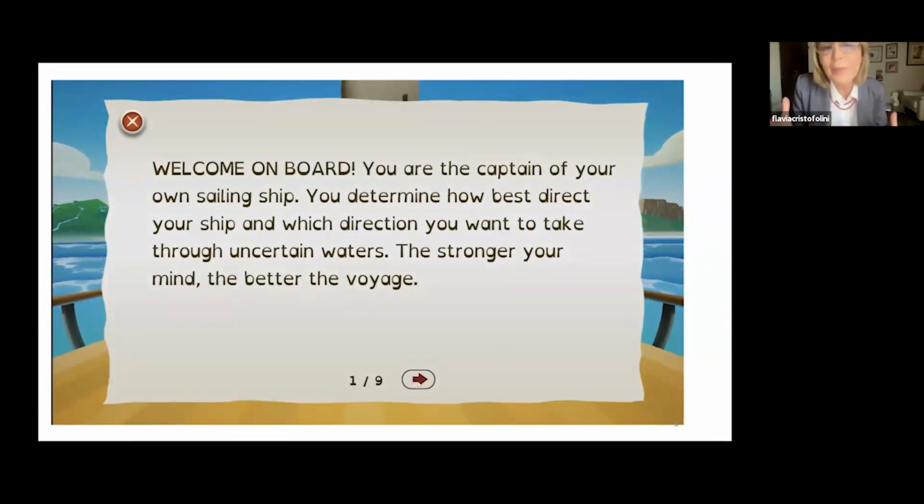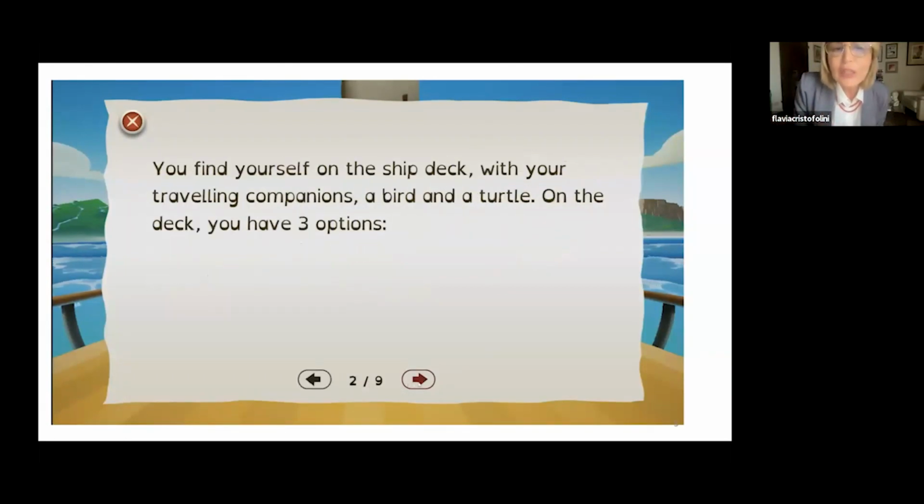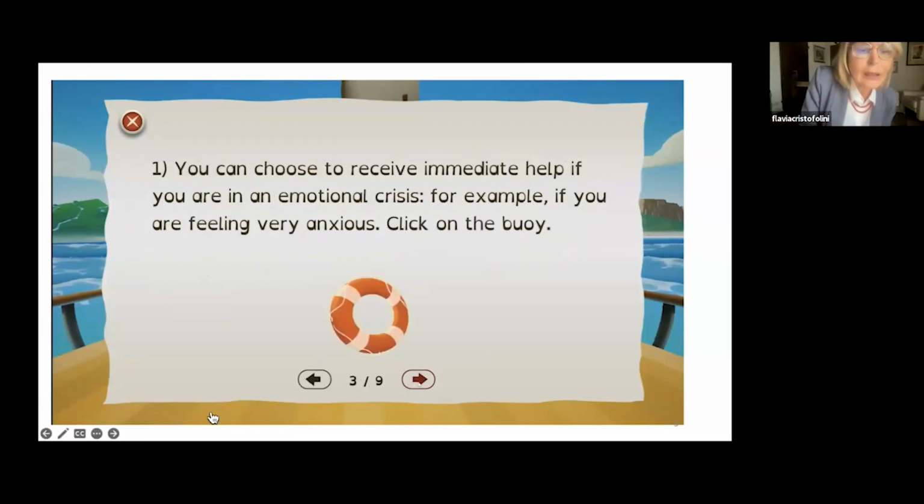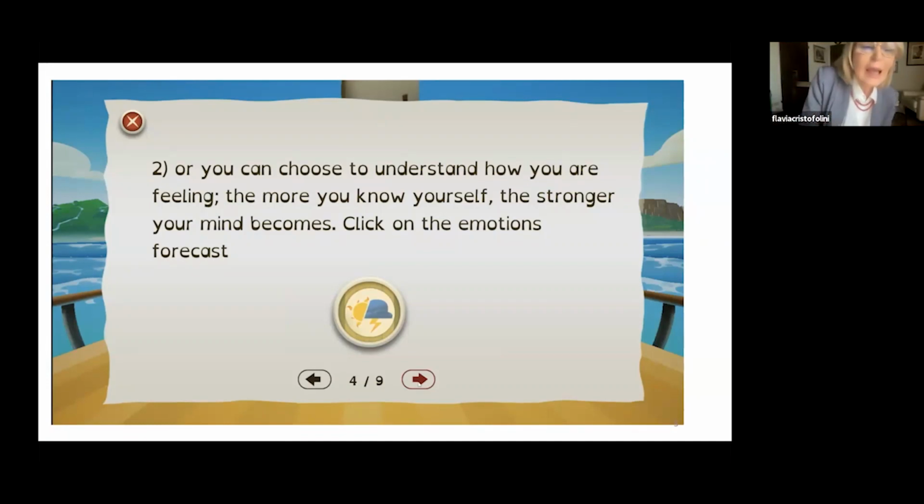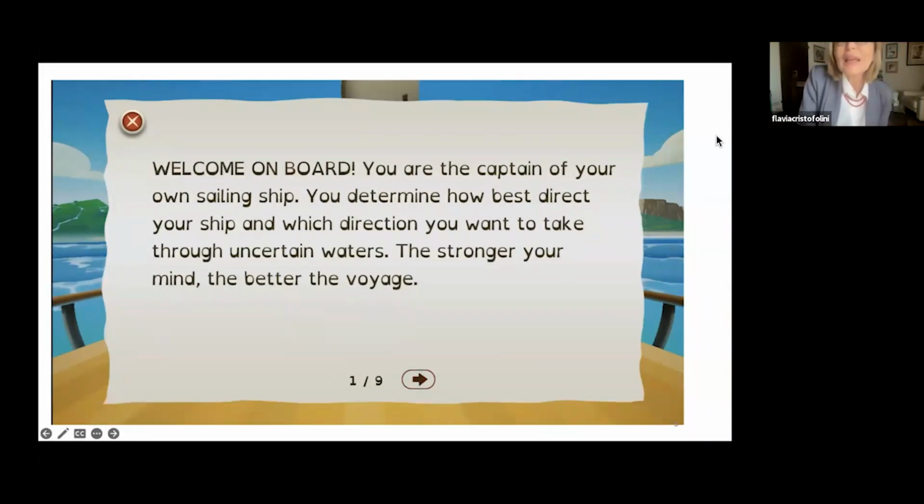So there's an onboarding message, as you can see. Please notice that the characters, the fonts, are chosen so that a person with dyslexia can easily read, because we have adopted the accessibility protocol of Microsoft. And you will see that in this onboarding message, the young person is welcomed on board and is described as the captain. So he is the captain of his own sailing ship.